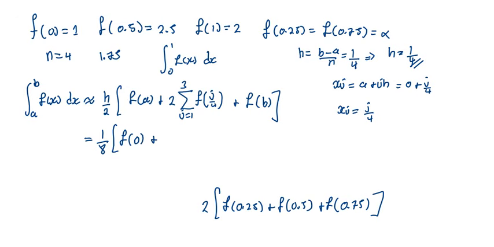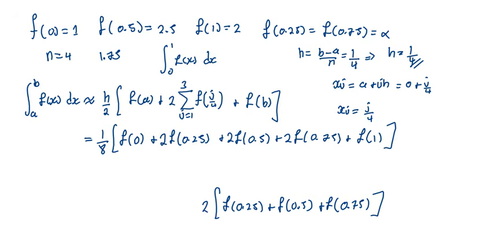So here now, the middle part is basically equal to this. So we just have to expand it. That's going to be 2 f of 0.25 plus 2 f of 0.5 plus 2 f of 0.75 plus f of b. What is our b? Our b is 1, so it's f of 1, like that. Okay, so we are almost there. So here, this is going to be 1 over 8.